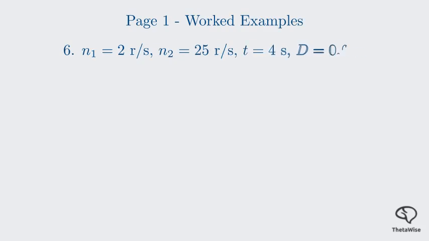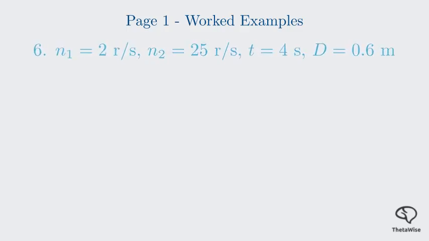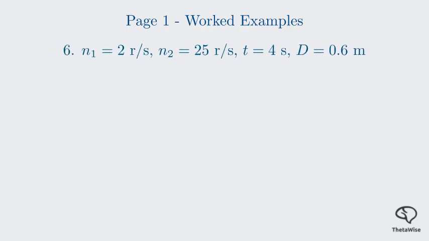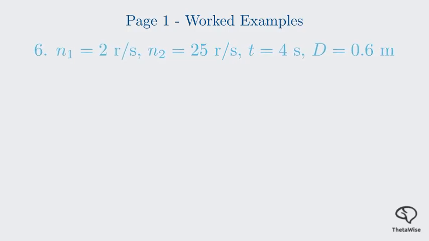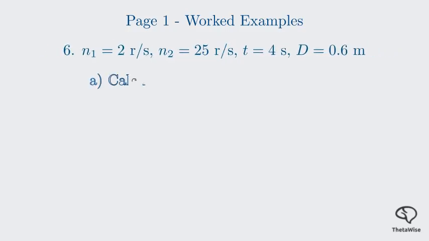Now let's move on to the next set of worked examples, numbered 6. In this problem, a wheel accelerates. We are given the initial rotational frequency, n1, is 2 revolutions per second, and the final rotational frequency, n2, is 25 revolutions per second. This acceleration occurs over a time, t, of 4 seconds. The wheel has a diameter, d, of 0.6 meters. First, let's calculate the angular acceleration, alpha.